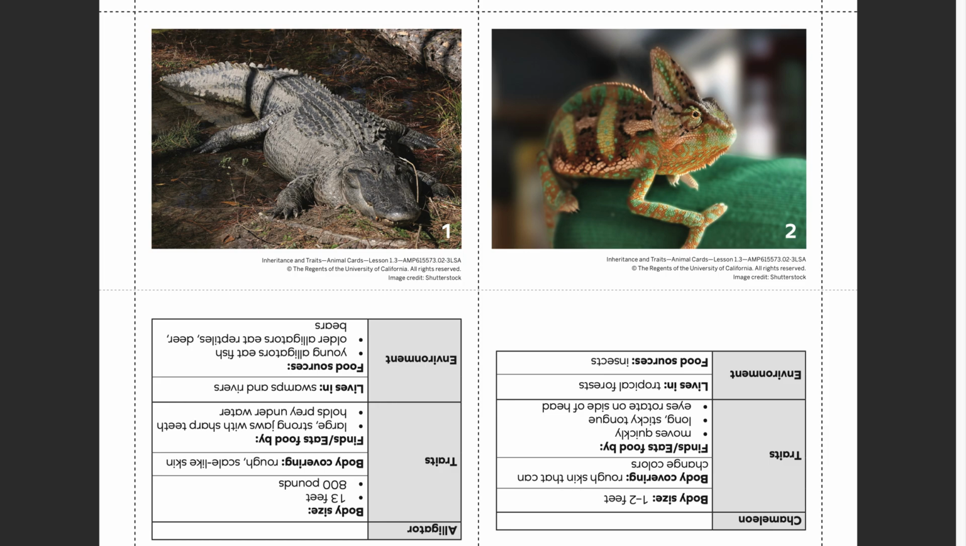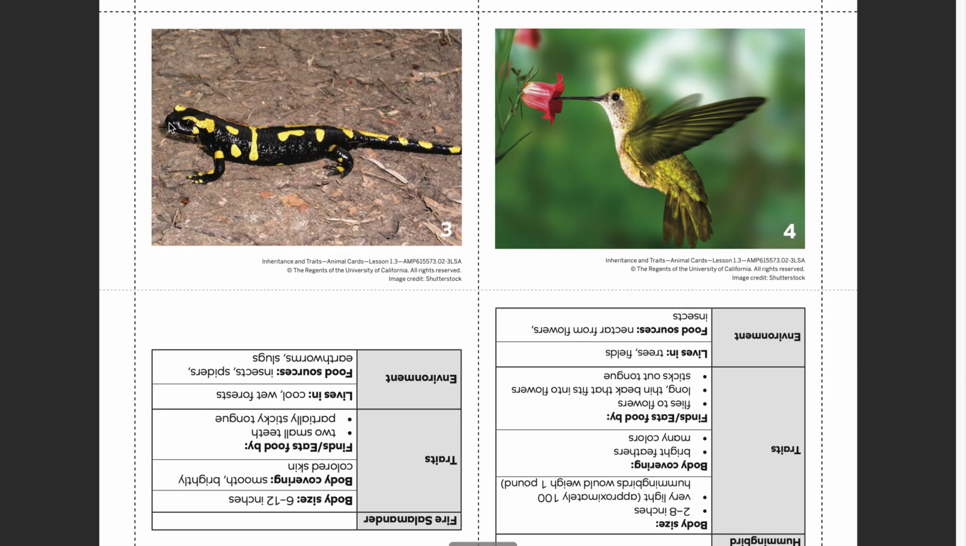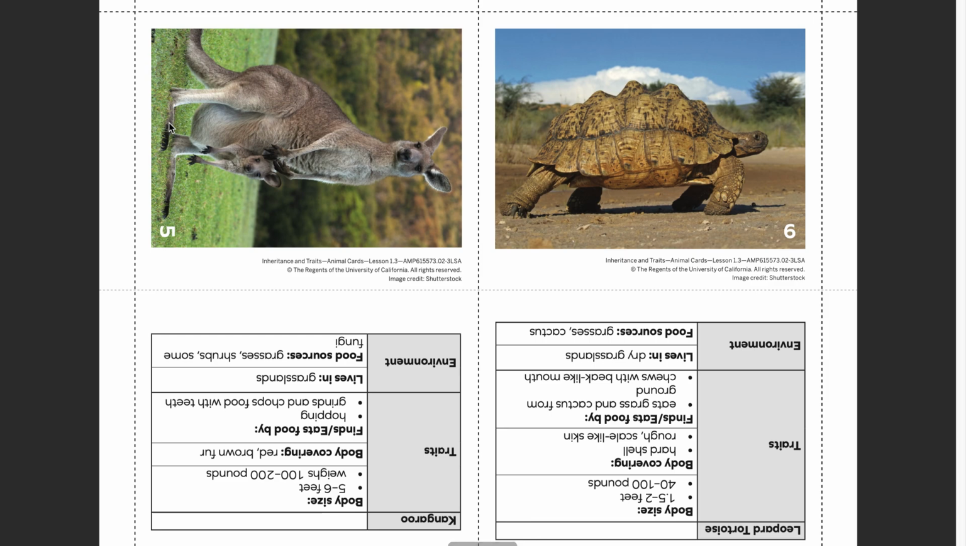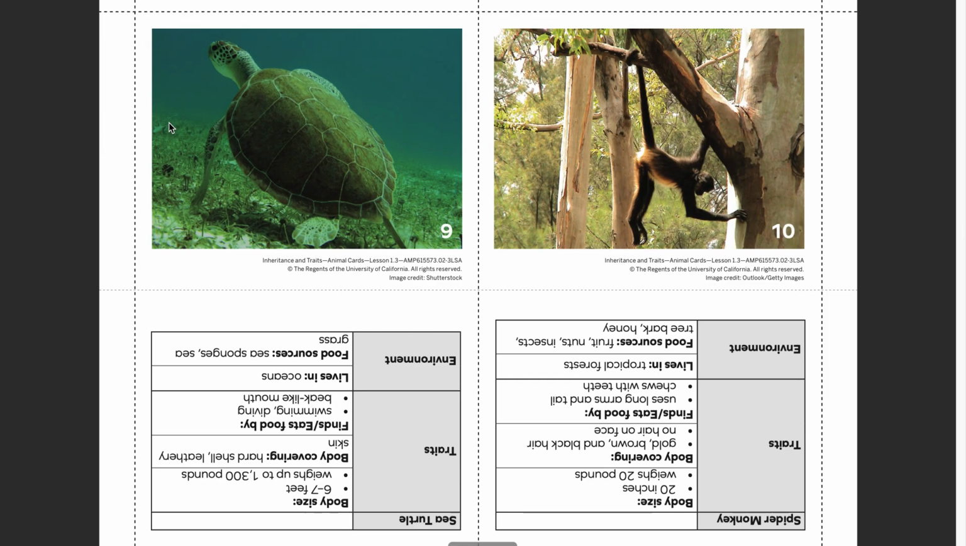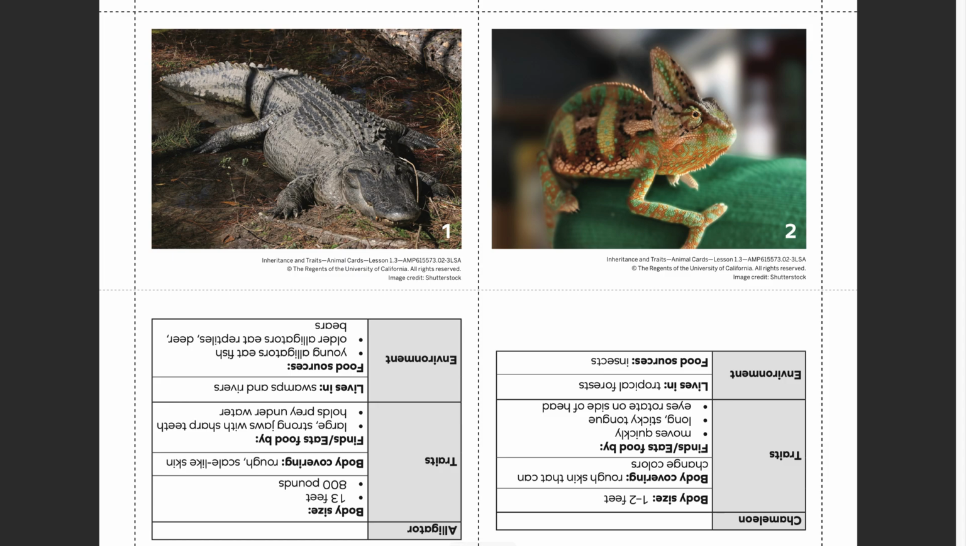So when I open up my PDF, this is what I see on my computer when I download these images. I have an image of an alligator, a chameleon, a fire salamander, I was wondering what that was, a hummingbird, kangaroos, a leopard tortoise, peregrine falcon, a poison dart frog, a sea turtle, a spider monkey, and that's it. So there should be 10 cards. Now you'll notice that they're actually upside down, so if it's really hard to read it, don't worry too much about that.